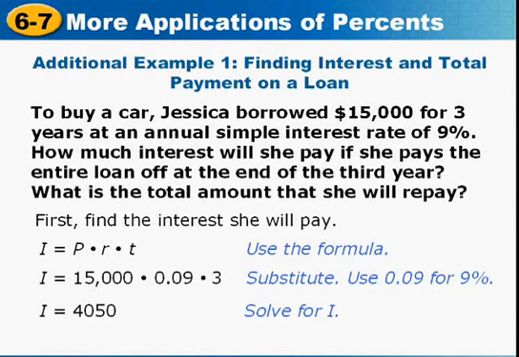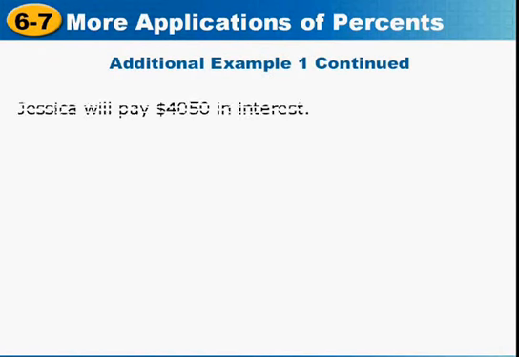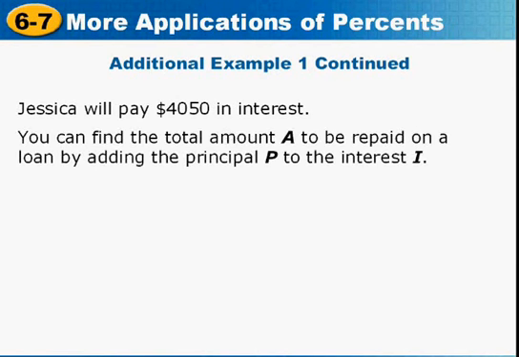When we multiply all that together, we get 4,050. Let's keep going, though. She's going to pay $4,050 in interest. You can find the total amount, A for amount, to be repaid on a loan by adding the principal to the interest. She's not just going to pay the interest.